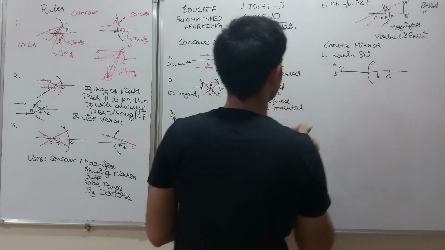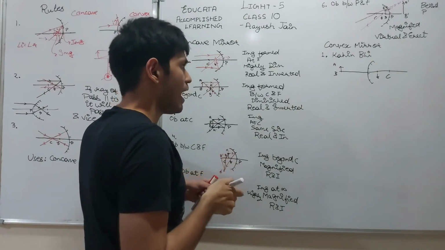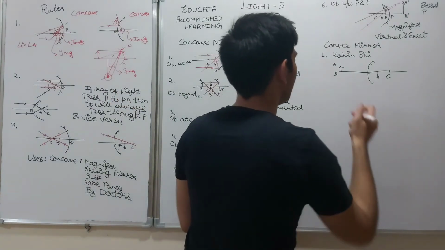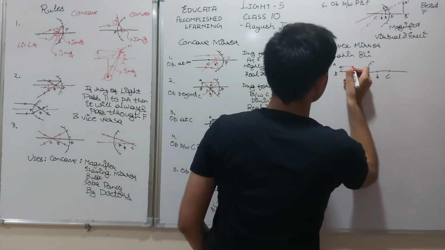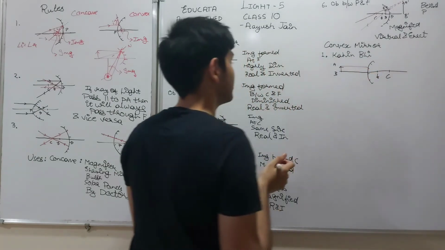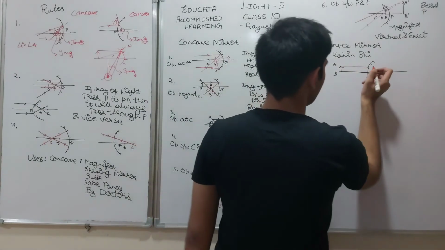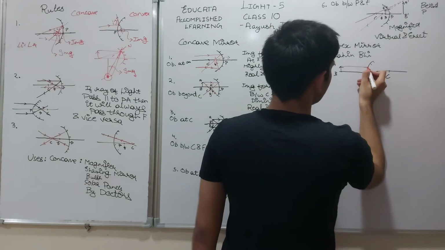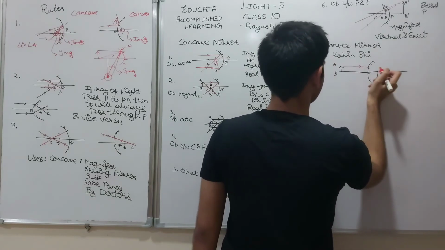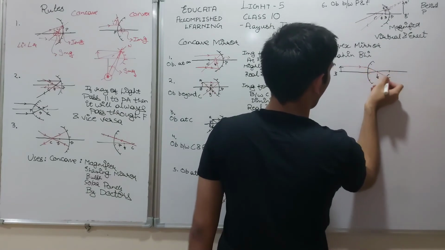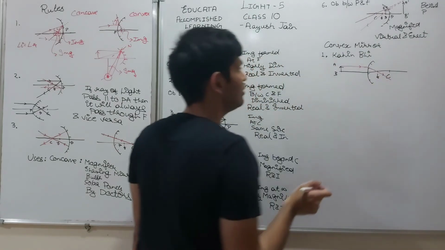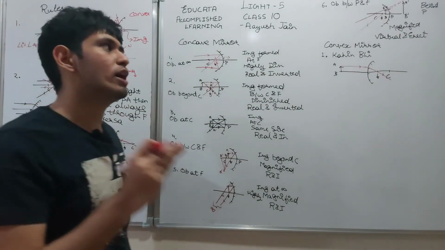Now what you have to do? You have to just mark a ray of light which is passing parallel to the principal axis. So this is the ray of light. I think I have made it at a certain distance, but no problem, we are going to get the same image everywhere. So this is the ray of light passing parallel to the principal axis, and it will always pass through the focus.